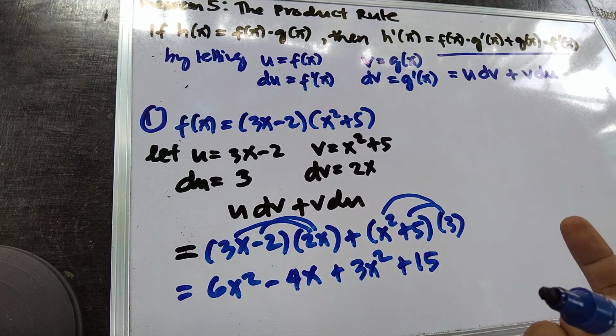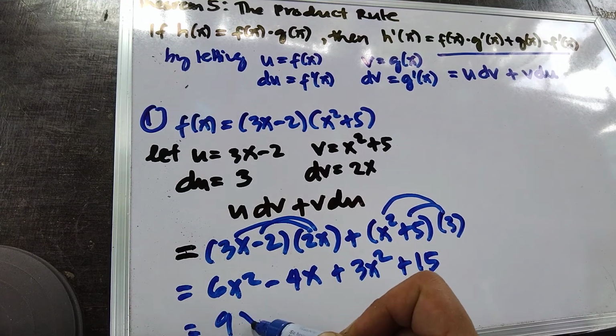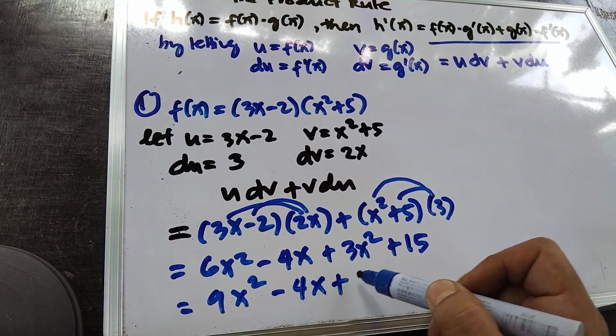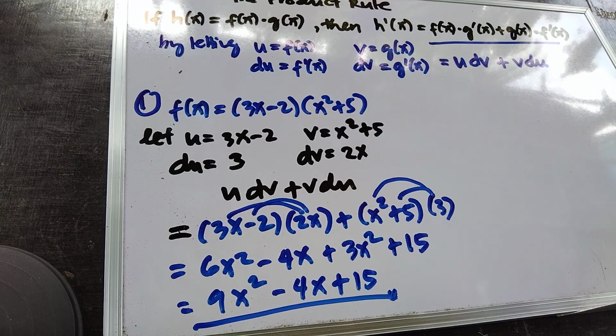Then combine if they have similar terms. We can have 6x squared and 3x squared. So you just simply add 6 plus 3, you have 9, copy x squared, minus 4x plus 15. That's it. Okay? So simple as that. That's the example of the product rule. It's easy, class, if we can just memorize it permanently.